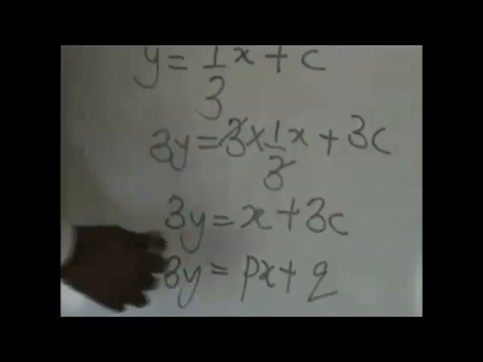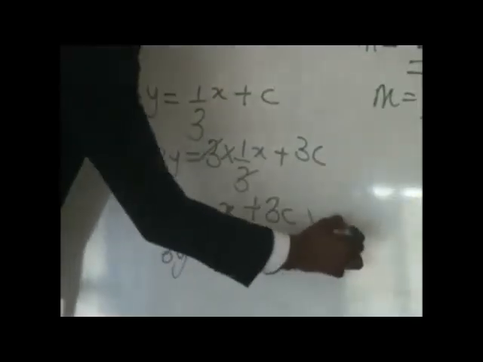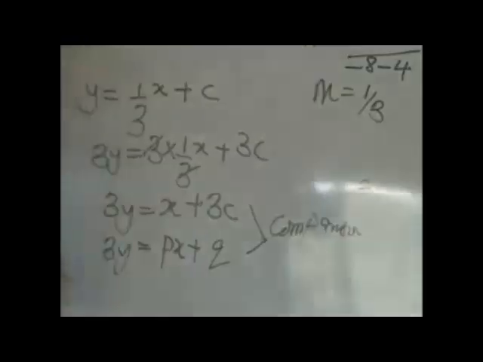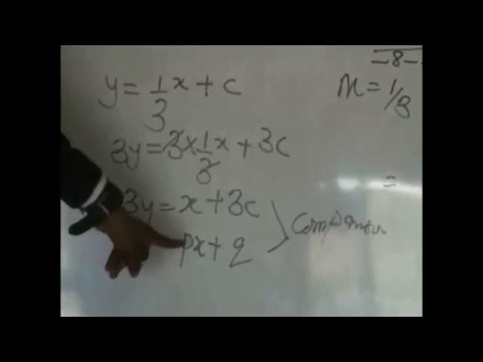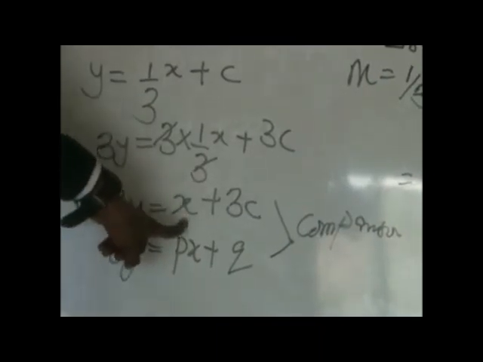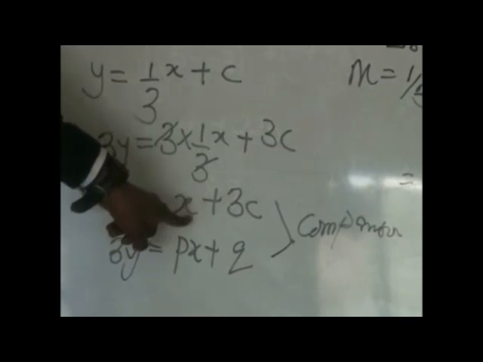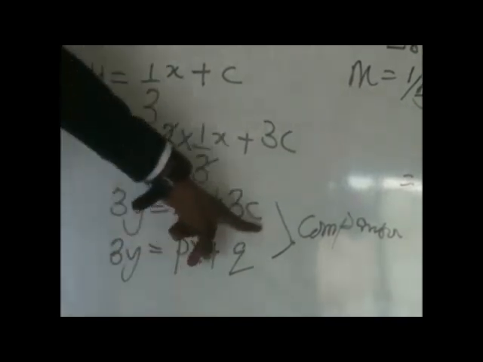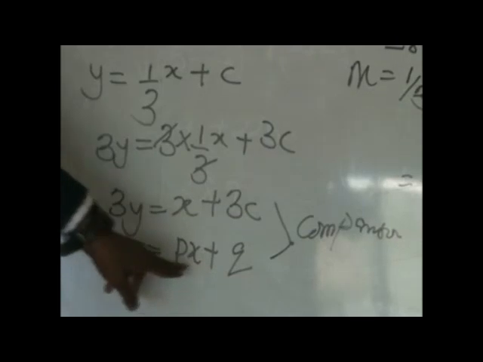Now, by comparison, if I compare these two equations, what will happen? Now you can see the coefficient of x here is p. What is the coefficient of x here? Who can tell me that? The coefficient of x here is the number before x. Now the coefficient of y is 3. The coefficient of y is 3. The coefficient of x is p.